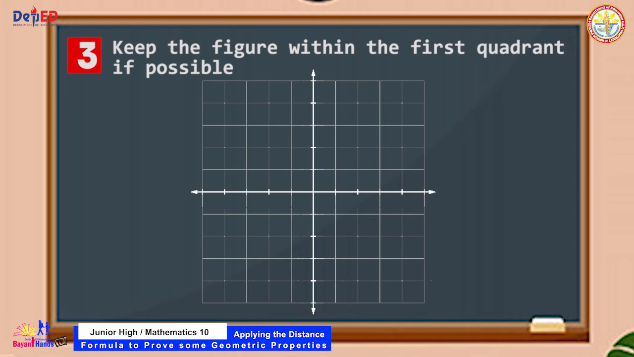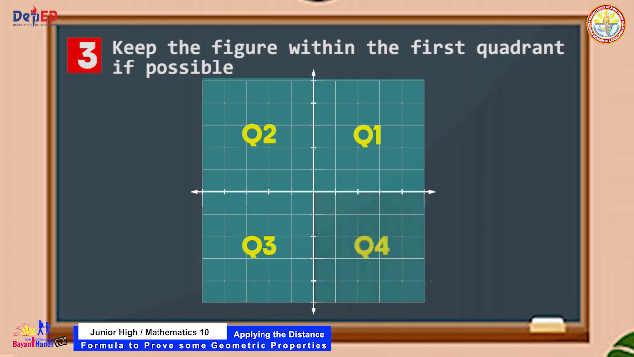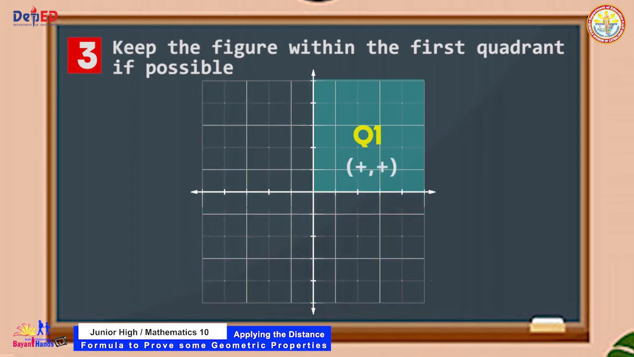Take note that the Cartesian coordinate plane consists of 4 quadrants: Quadrant 1, Quadrant 2, Quadrant 3, and Quadrant 4. However, since the coordinates under the first quadrant are both positive, if possible, geometric figures should be drawn in this quadrant. This will pave way to a much easier solutions and computations.